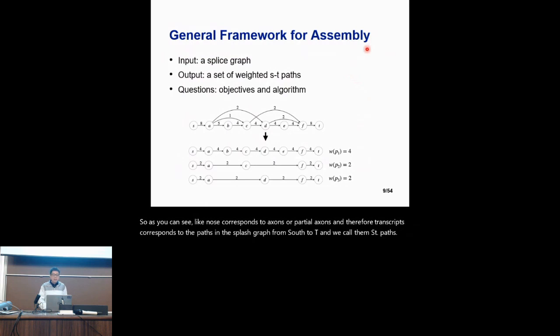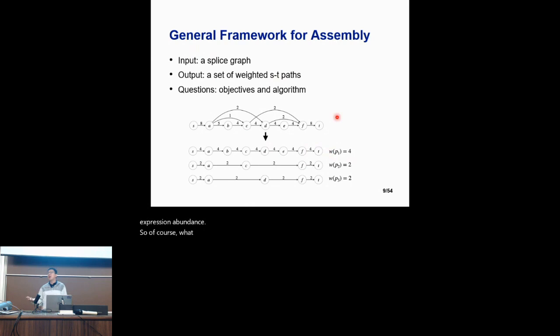Naturally, we formulate assembly in this way. The input is a splice graph, and the output is a set of weighted ST paths. Each ST path predicts a transcript, and its weight predicts the expression abundance. Of course, what is a good set of ST paths? In other words, what are the objectives to optimize? And also, how do we find those ST paths? In other words, what is the algorithm? Different assembly methods answer those 2 questions differently.